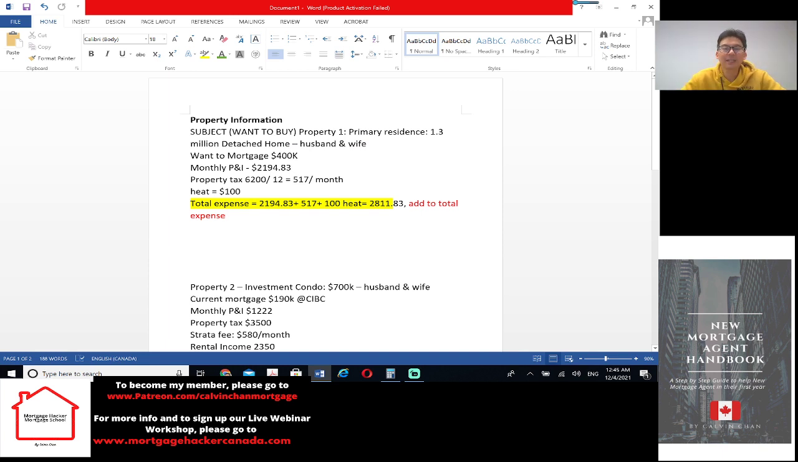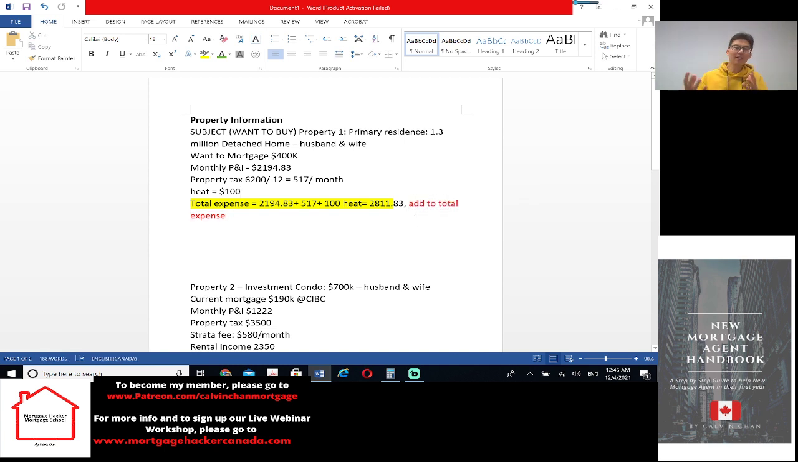So the house that the client wants to buy has a property tax of $6,200 per year, and I like to translate everything to month, so it's $517 per month roughly, and the heat is $100. So the total expense for this principal residence that they want to buy is $2,194.83 plus this plus that is $2,811.83. So that eventually will add to the expense.